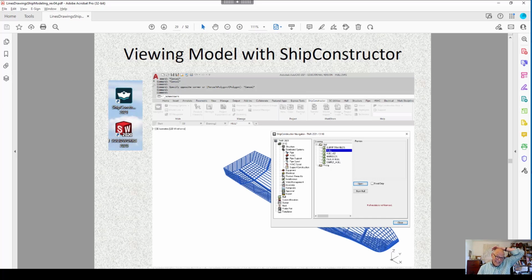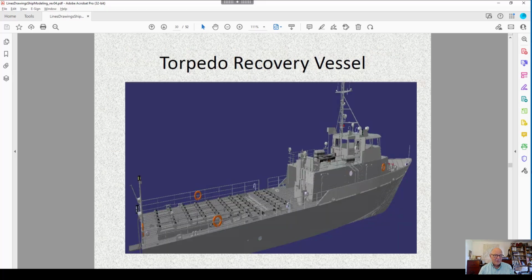And in fact, you'll notice that the big A stands for AutoCAD, and it's an AutoCAD 2021 educational version. I created this in Ship Constructor and then opened it up here. But again, it wasn't something that was actually created in AutoCAD. You create it as a database for the various parts, and then they're displayed for you in AutoCAD.